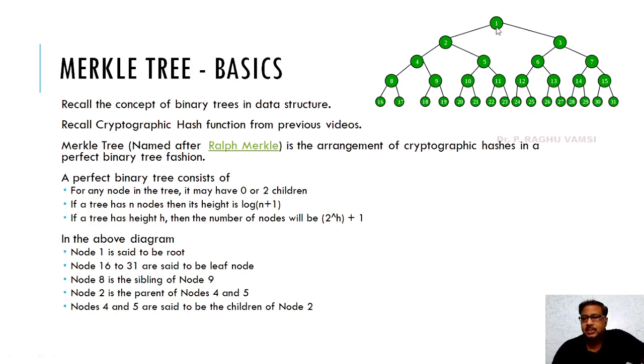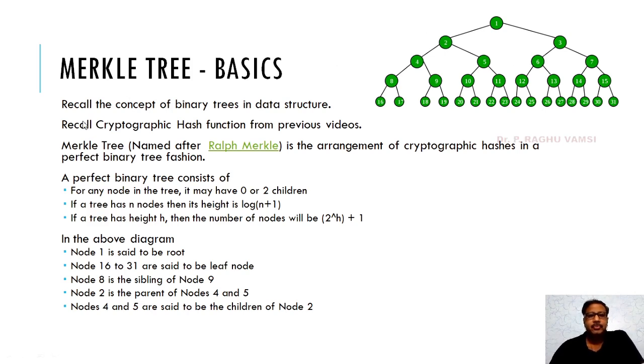Since the entire tree generation started from 1, this 1 is said to be the root node. So 1 is the root, 2 and 3 are the children of this root, 4 and 5 are the children of 2, 6 and 7 are the children of 3. 8 and 9 are the children of 4, 10 and 11 are the children of 5, like that. So this Merkle tree is a binary tree data structure actually. So what is special in this Merkle tree?